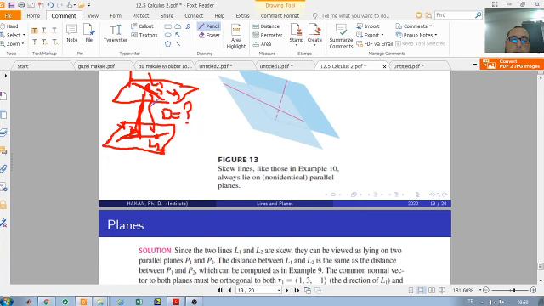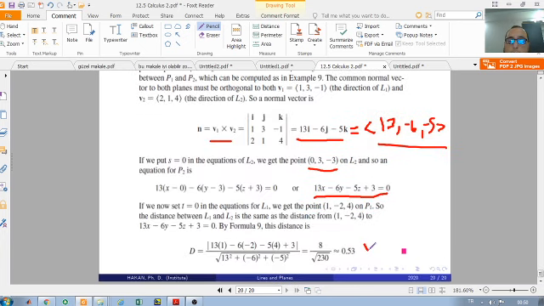actually the distance between two parallel corresponding planes.